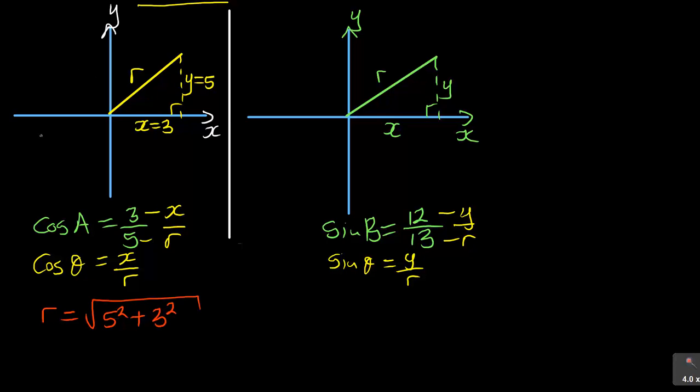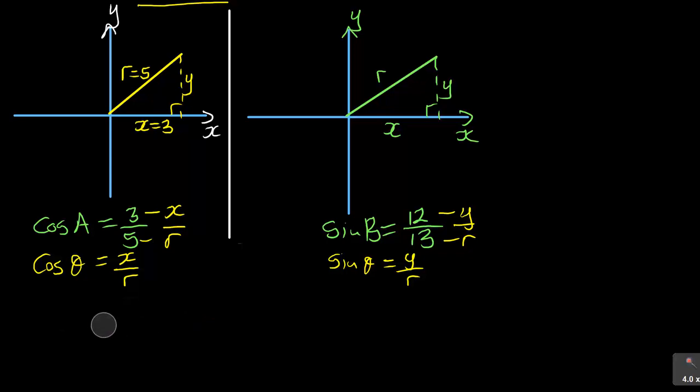Actually, this is wrong. Let me correct that. In actual fact, r is the one that is equal to 5. Let me correct that, because look at my statement here. I said 3 is x and 5 is r. So r is the one that is equal to 5. I need to find my y, not the other way around.